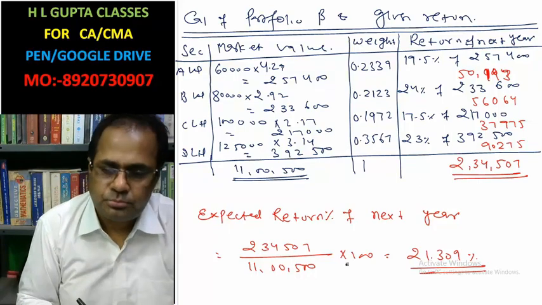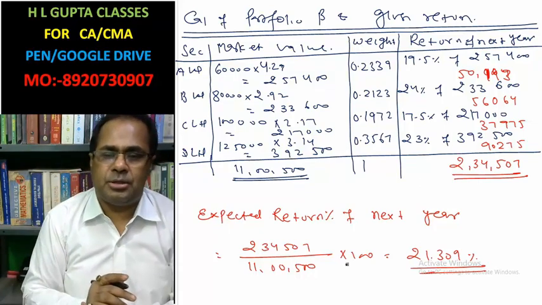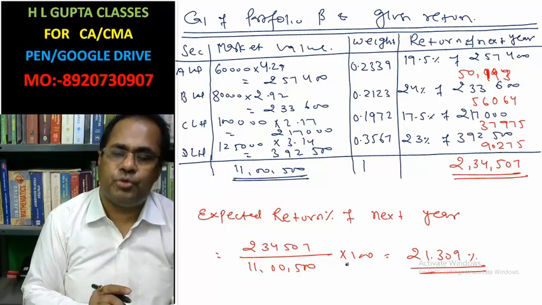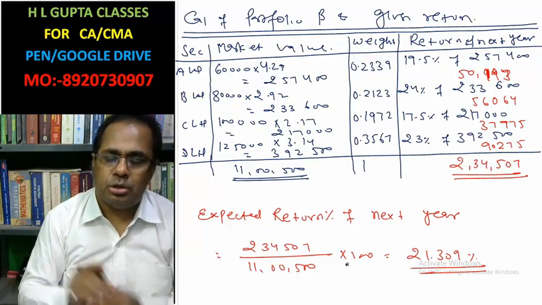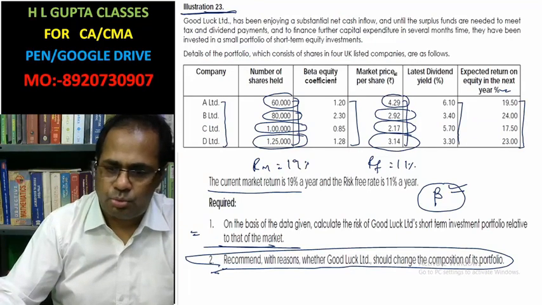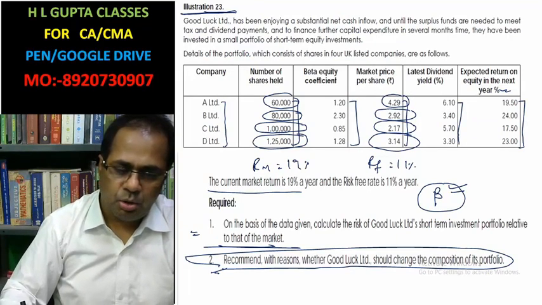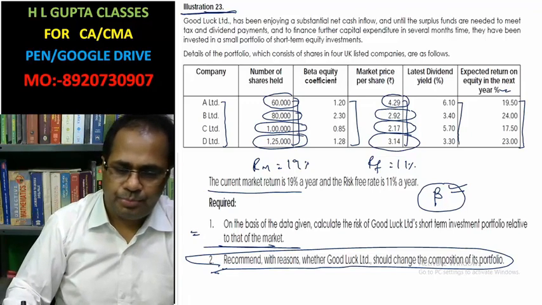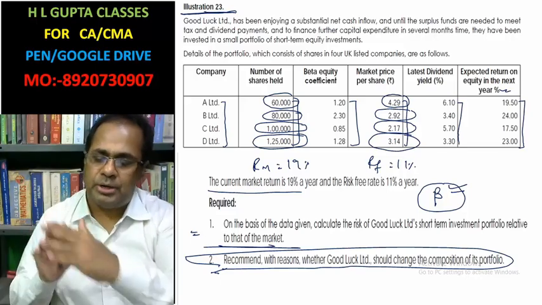Now I am going to calculate the portfolio beta. All the securities have different betas here. These are 1.2, 2.3, 0.85. These are the betas here. On the basis of these betas, calculate the portfolio beta.